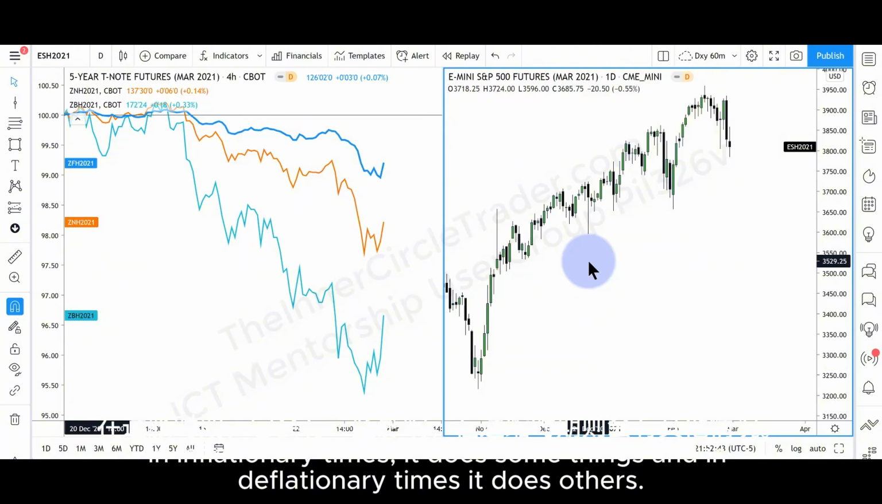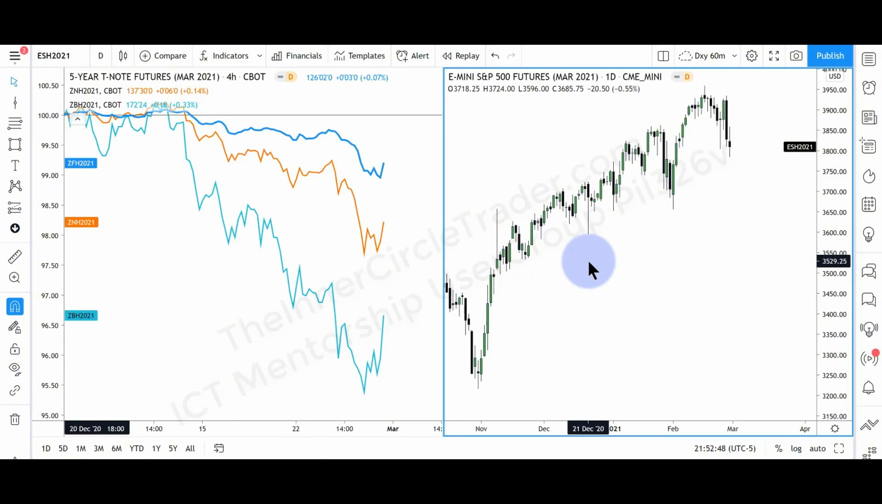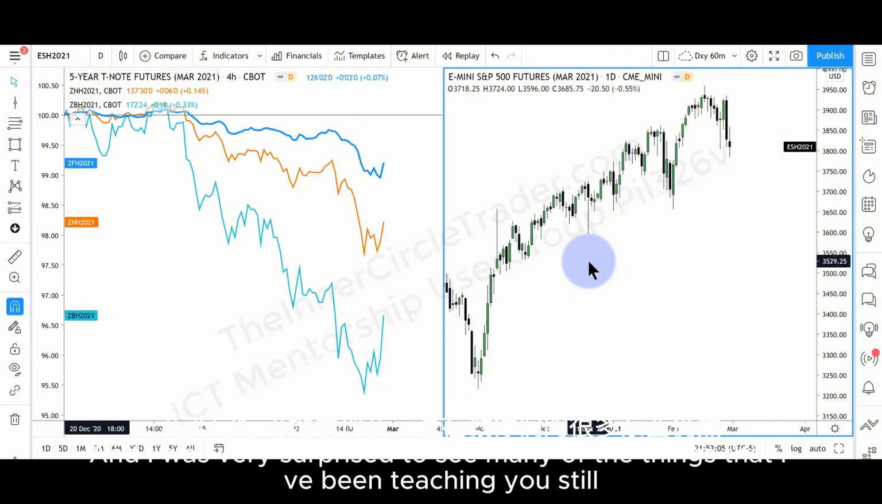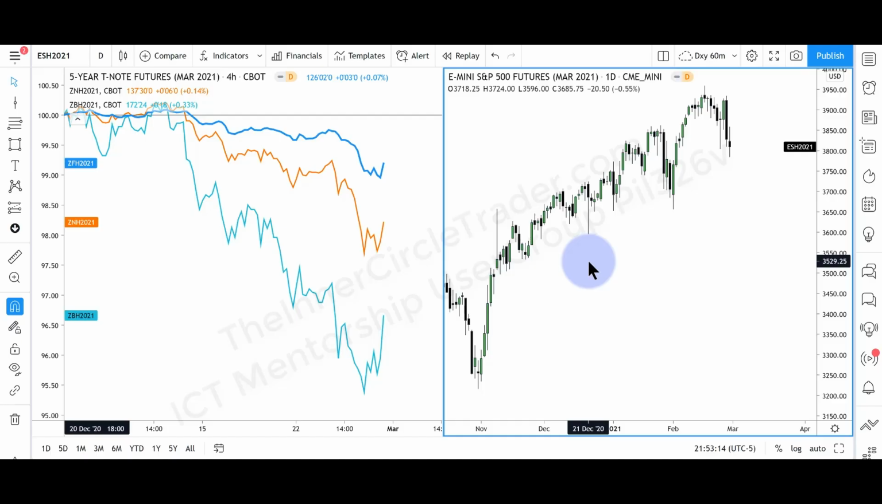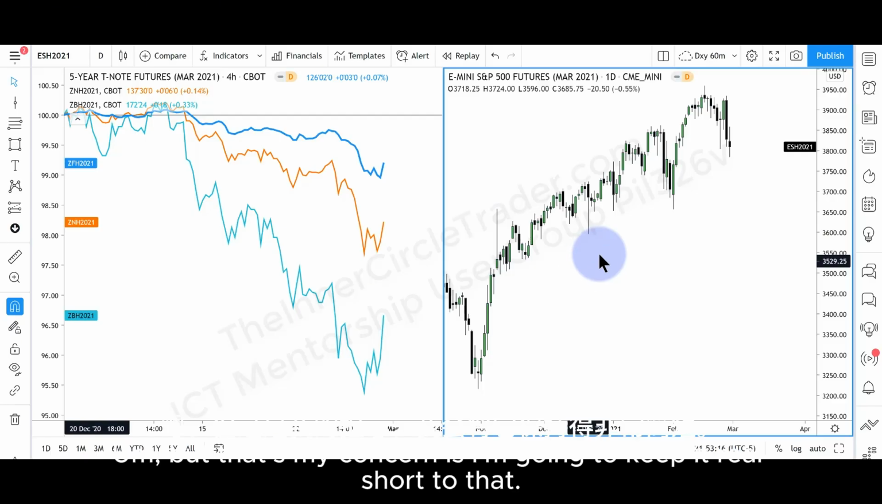In inflationary times, it does some things, and in deflationary times, it does others. And in other times, like where we've had all this COVID stuff, nobody knows what it's going to do. Me included. I'm raising my hand, waving it to you. Okay, I don't know, and I didn't know, and I was very honest with everyone all throughout the year of 2020. That was a learning experience for me, and I was very surprised to see many of the things that I've been teaching you still hold up in those markets. But I was personally very cautious throughout the year. But that's my concern. I'm going to keep it real short to that.